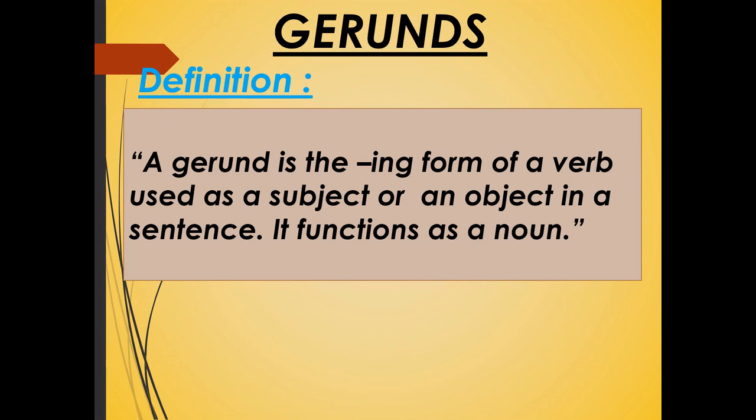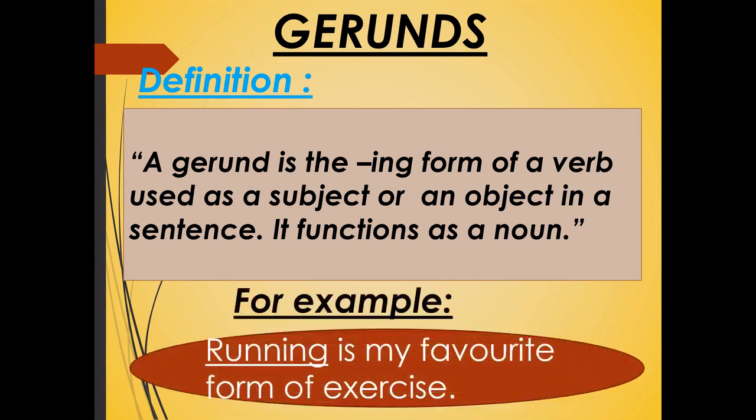Or in a simple way, we can say that a gerund is a noun made from a verb. To make a gerund, we add ing to the verb. Gerunds always end with ing. For example, running is my favorite form of exercise. Here, running is a gerund and it's used as a subject in the sentence.